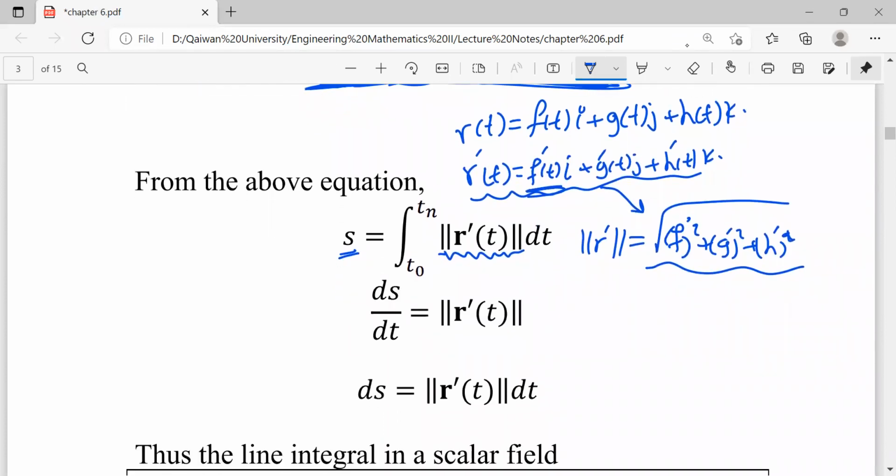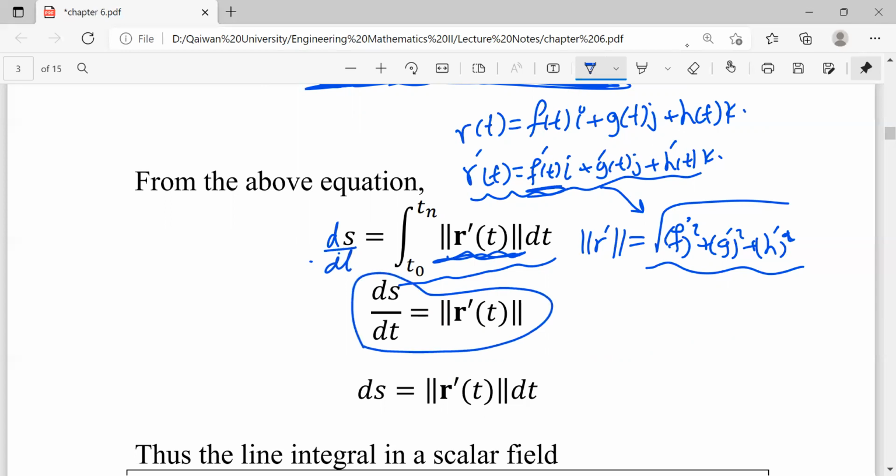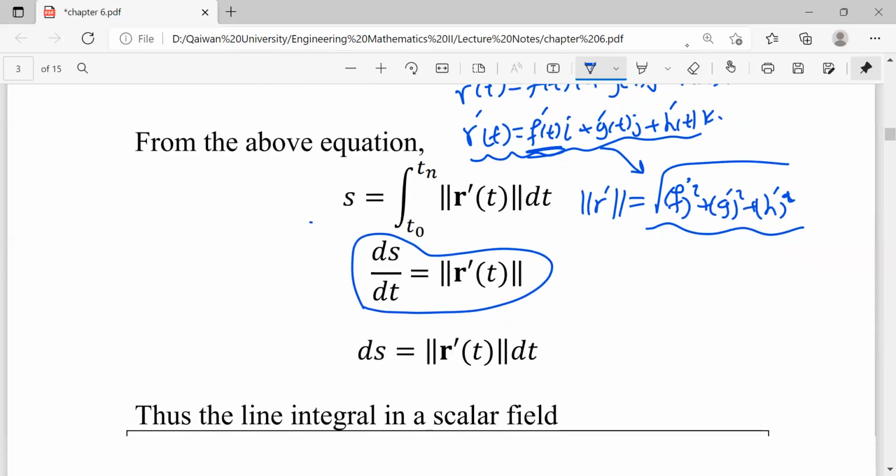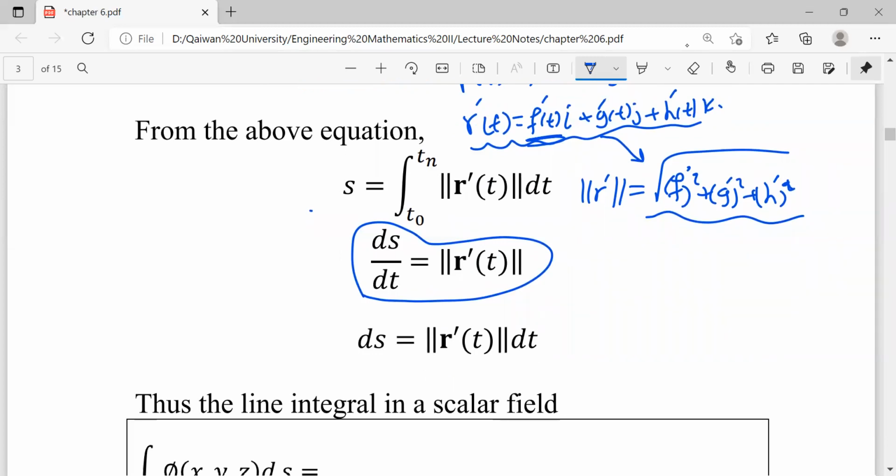And here, if we take the derivative for both sides with respect to t, on the right hand side the integration is going to cancel out with the derivative, so we get only the magnitude of r prime. On the left hand side, the derivative with respect to t gives ds by dt. Now we multiply both sides by dt, and we get ds equals the magnitude of r prime dt. So the change in the arc length is the magnitude of r prime dt.